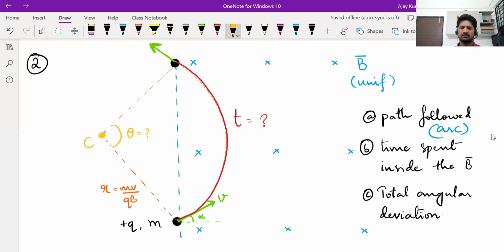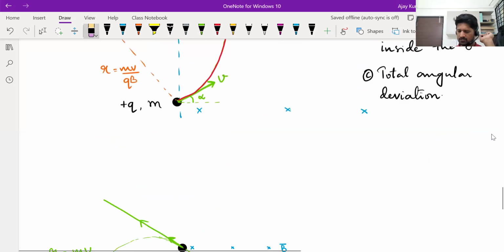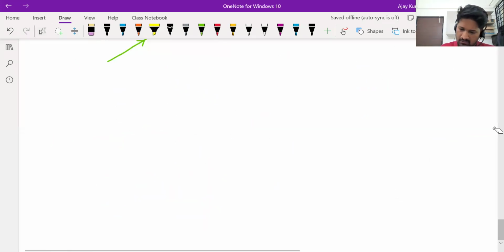It's just geometry. The hint is in this. We know the angle at which it enters into the magnetic field. Using that, you have to tell the angle rotated by it. Think about it. I'll draw a better diagram to help you all understand.